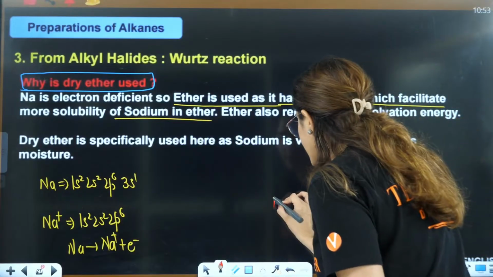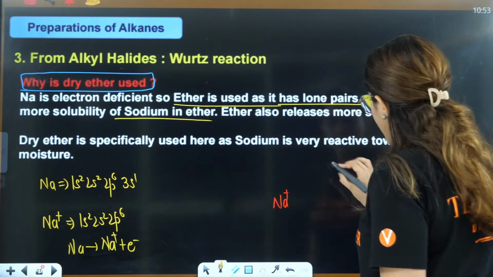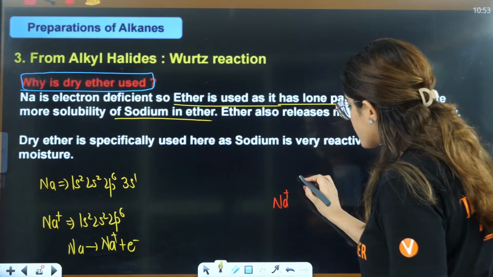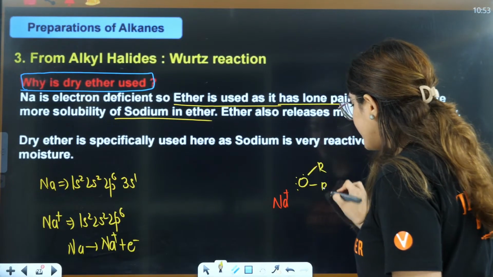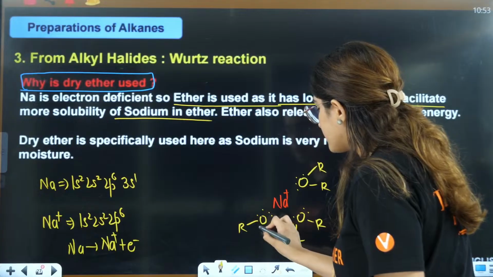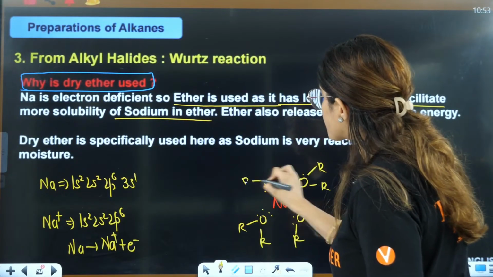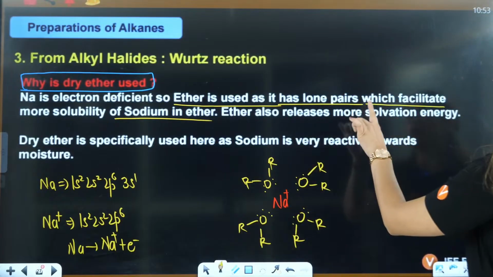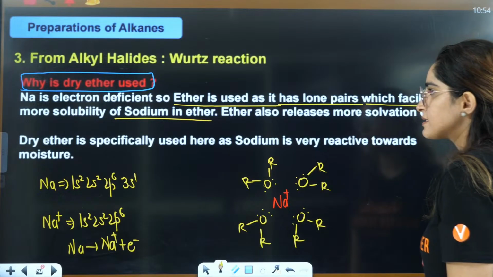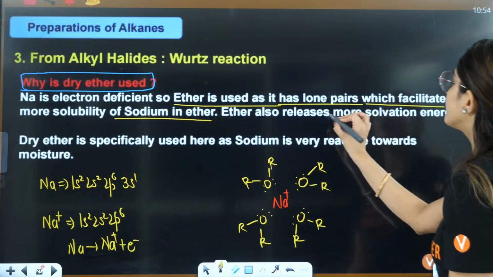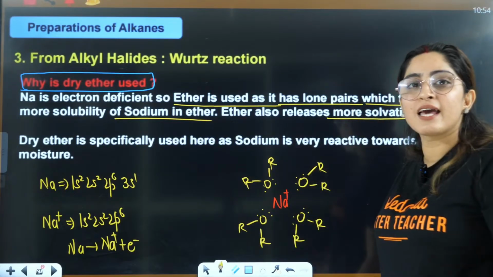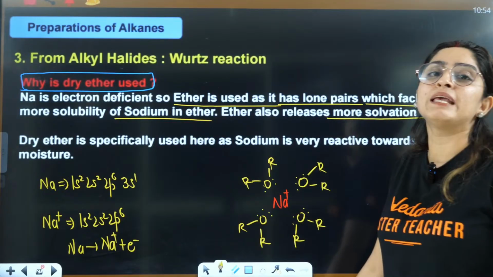Now this sodium positive that you have here, and here you will have ether. To make this sodium soluble, we have added ether. To increase the solubility of sodium, we have added ether. So this is what is written: lone pairs facilitate more solubility of sodium in the ether because of this kind of structure that it has formed. Ether also releases more solvation energy. Because of more ethers around it, there is more solubility, more solvation energy, and the reaction will be easy, right?